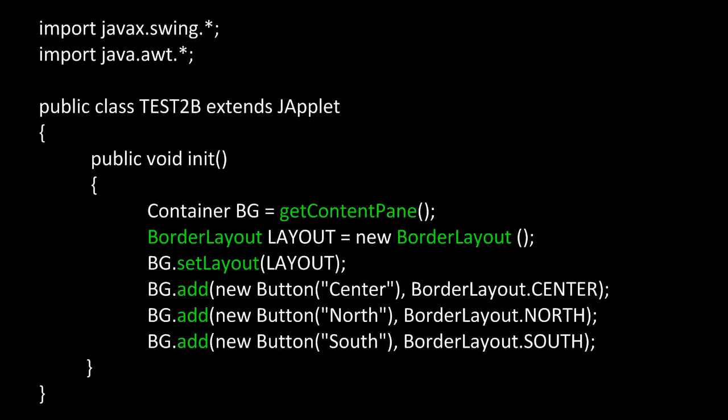As an alternative to the previously described method, we could do it the traditional way, which is to call the method getContentPane and assign the return value to a new container object. We then instantiate a new BorderLayout object, and we call the method setLayout on our container object and pass in the BorderLayout object. And then once again, when we add our components, we specify where to position them after the component name with BorderLayout center, BorderLayout north, south, east, or west.